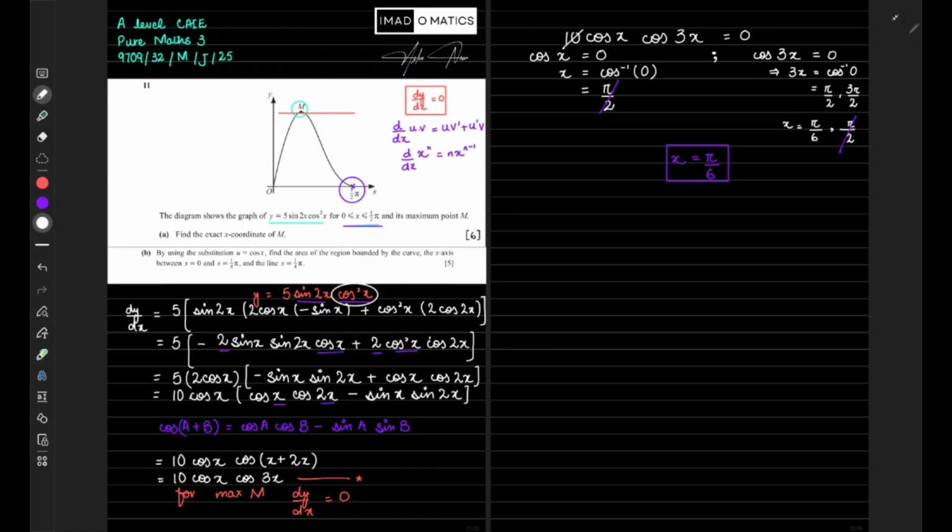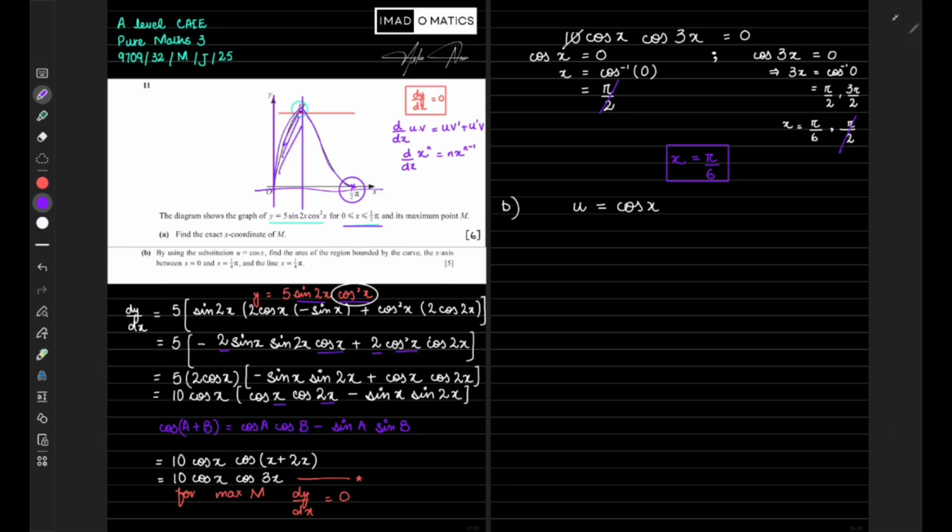By using the substitution u equals cos x, find the area of the region bounded by the curve, the x-axis, between x equals 0 and x equals pi by 4. So between the curve, the x-axis, x equals 0 is this, and x equals pi by 4 is this.